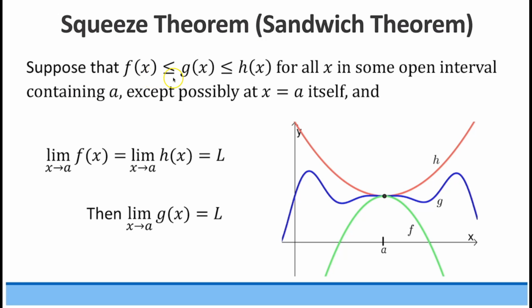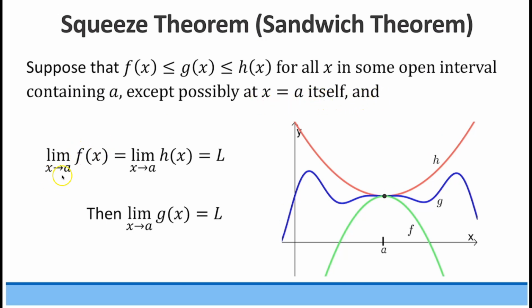Suppose that f of x is less than or equal to g of x, is less than or equal to h of x. So g of x is squeezed or sandwiched in between two other functions for all x in some open interval containing a, except possibly at a itself. So there could be a hole at a.